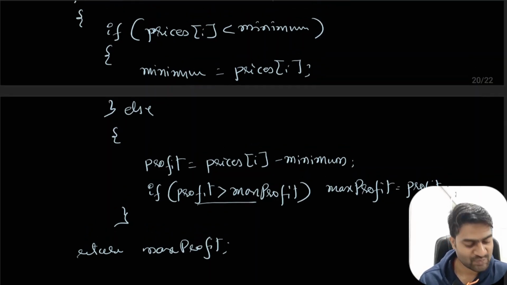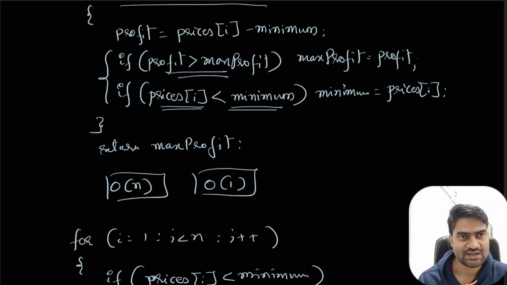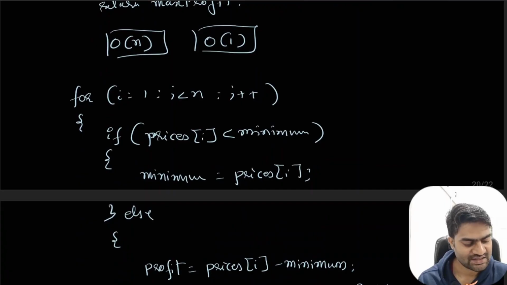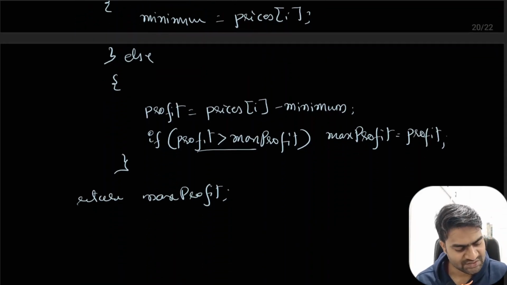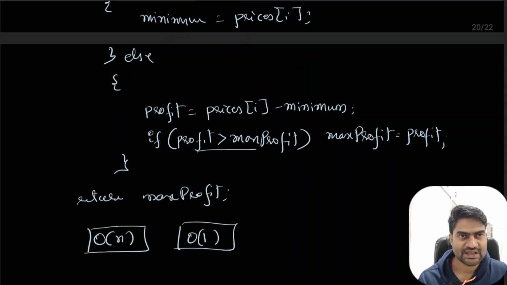So again, this is an improvement, right? Because here we are blindly updating both the values. So both cannot be updated at one time. So for that, what we did, if the price is less than minimum, we will only update minimum. If that is not the case, we will update the max profit. Okay. So this is the most optimal solution. So this is an improvement. There is no change in time complexity, it is O of n, and there is no change in space complexity, which is O of 1.